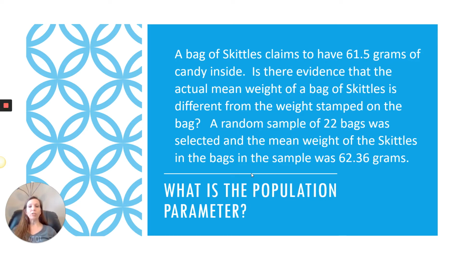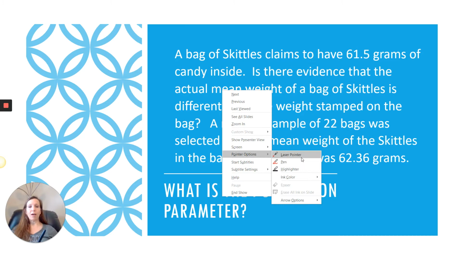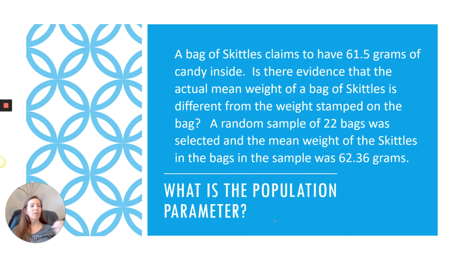A random sample of 22 bags was selected, and the mean weight of the Skittles in the bags in the sample was 62.36 grams. So our first question is, what is the population parameter that we are interested in? To figure that out, I look first at what we are measuring. In this case, we are measuring the weight of the Skittles in the bags, and weight is a quantitative variable. So our response variable is quantitative, which means that we're dealing with means.